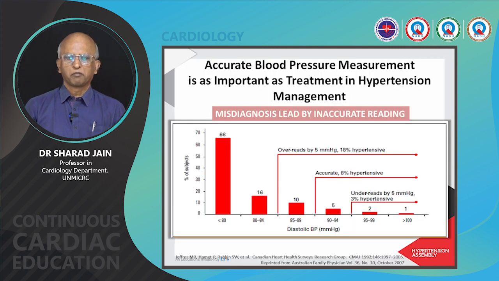Accurate blood pressure measurement is as important as treatment in hypertension management, because the treatment depends upon the accurate blood pressure measurement. Suppose you overreach by 5 millimeter of mercury, then 18% of hypertensive patients are overdiagnosed. If you underreach by 5 millimeter, then 3% of patients are missed. So, accurate blood pressure measurement is very important.